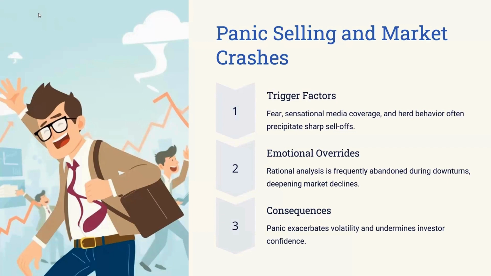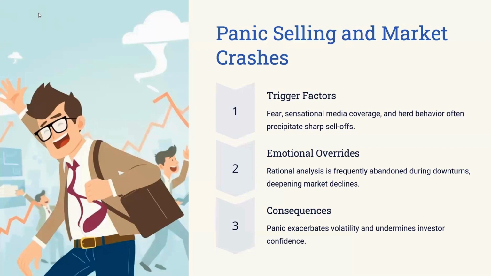Second is emotional overrides. Rational analysis is frequently abandoned during a downturn. During a period of panic selling, the logical, data-driven approach typically associated with sound financial analysis is often completely overridden by raw emotions. Ignoring fundamental values, investors may sell fundamentally strong companies that are now undervalued simply because their price is falling with the overall market.